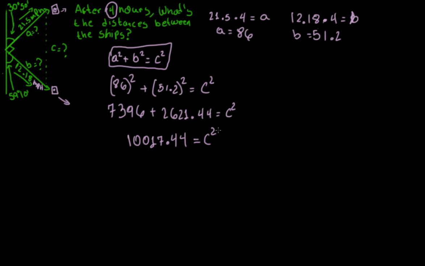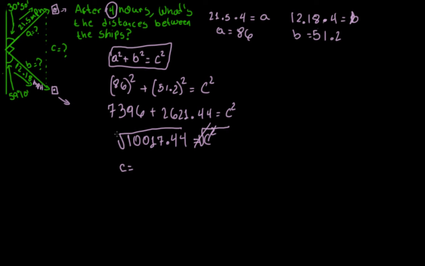Now how do we solve this? Because we have a C squared right here, we need to cancel this square. So we're going to use the square root on both sides of the equation. This square root cancels with the square, with the power of 2. So now we're going to have that c is equal to the square root of 10,017.44, and you're gonna get your answer.